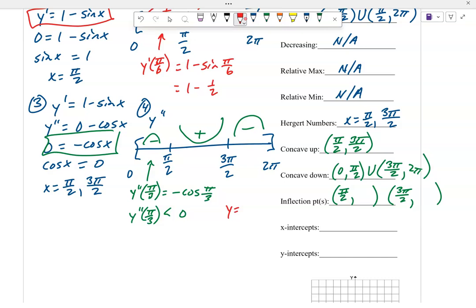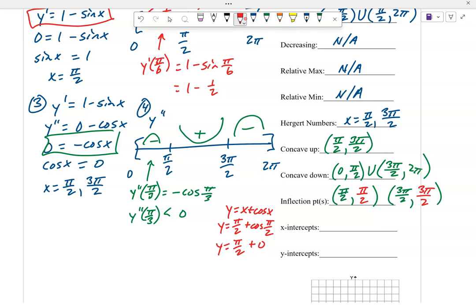My original function is y equals x plus cosine of x. So y equals pi halves plus cosine of pi halves. So we got pi halves. Cosine of pi halves is 0. So that just spits out a pi halves. Throw the 3 pi halves in, and you're going to see that that also spits out a 3 pi halves when I throw it into the original function.